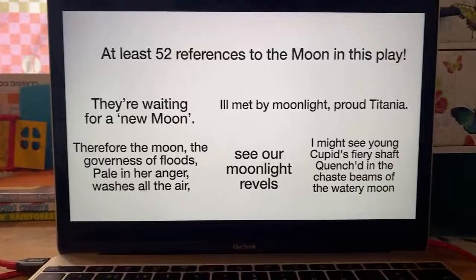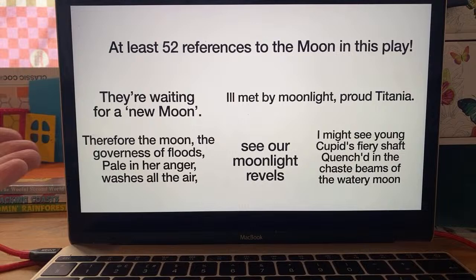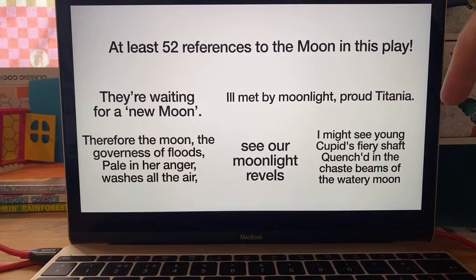"Therefore the moon, the governess of floods," says Titania, "pale in her anger, washes all the air." The governess of floods. So the moon is definitely a woman in Midsummer Night's Dream, right? And has a lot of power. We talked about last week how Oberon says, "I might see young Cupid's fiery shaft quenched in the chaste beams of the watery moon." So the moon is watery, she's in charge of floods, she controls the time in a way. Yeah, she watches everything they do.